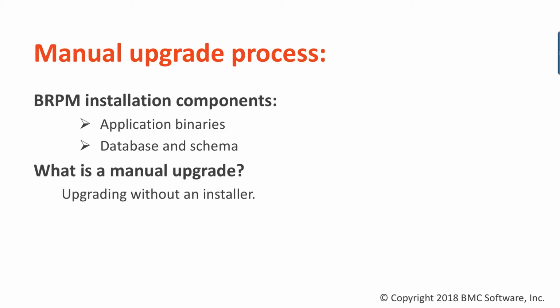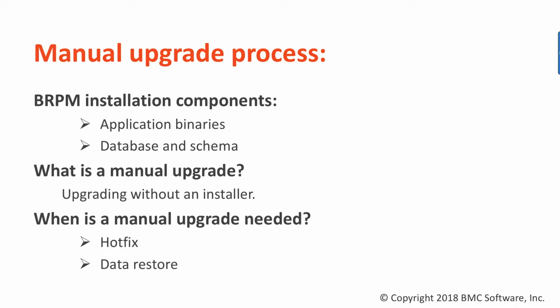So what is a manual upgrade? Manual upgrade is when you need to upgrade BRPM application binaries and/or the database schema without using an installer. When is a manual upgrade needed? Some use cases of manual upgrade would include hotfixes. We provide hotfixes to address customer issues, and it might need a BRPM application binaries and/or the database schema upgrade. Secondly, data restores from older backups, etc.